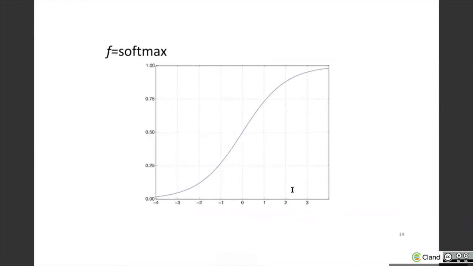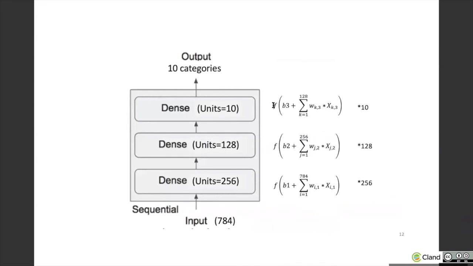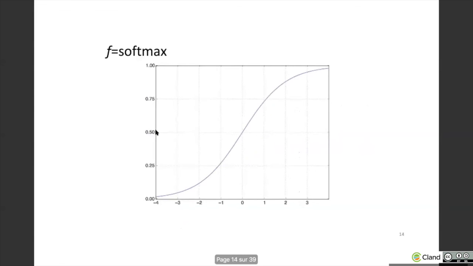The last function, the function used in the last layer here, is different. It is chosen in order to produce an output between 0 and 1, because we want the last layer to calculate the probability to have a 0, a 1, a 2, a 3, a 9, etc. So we use a function called softmax, which has just this shape and whose range is 0 to 1.